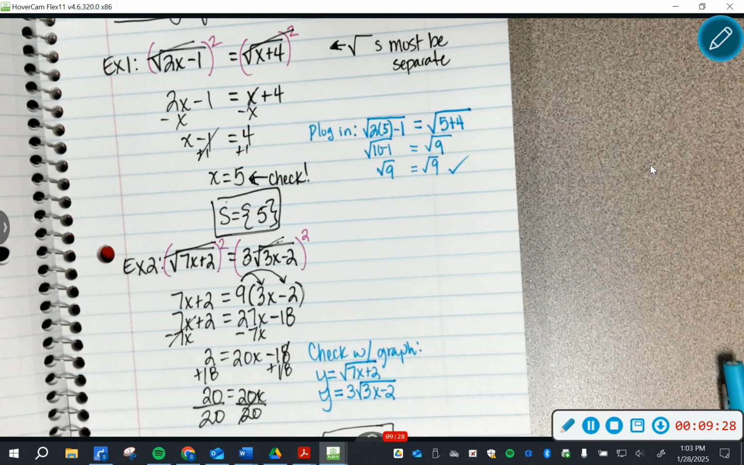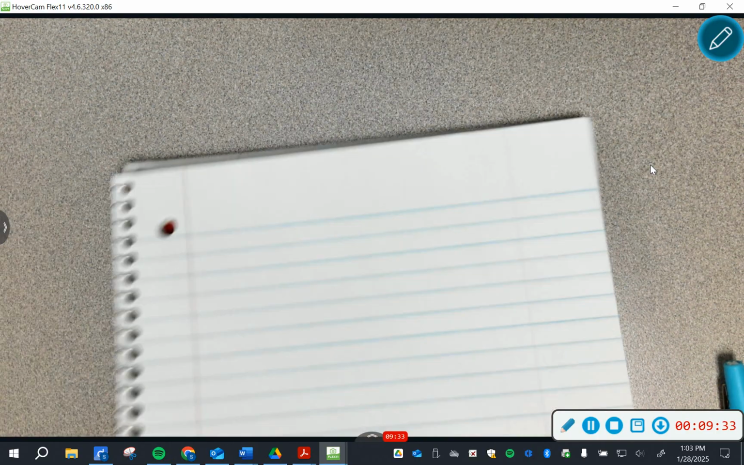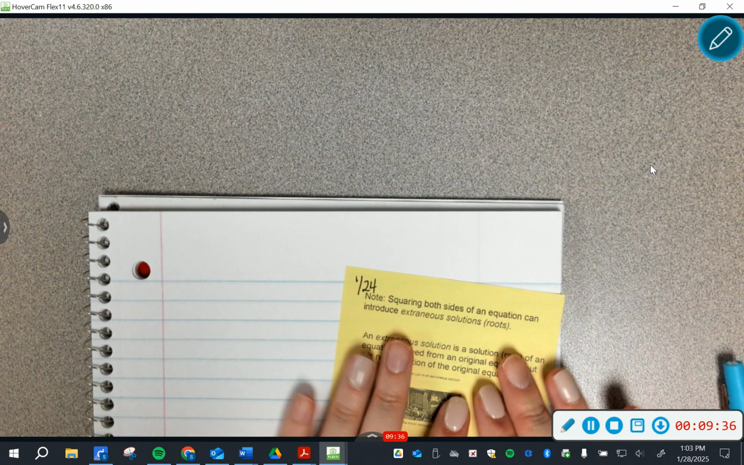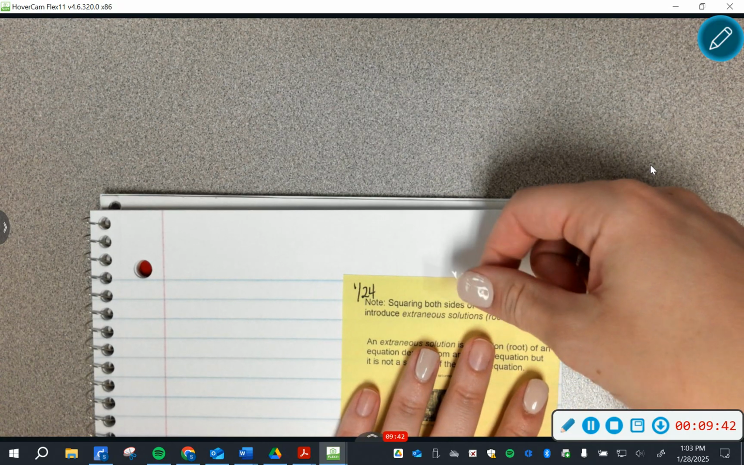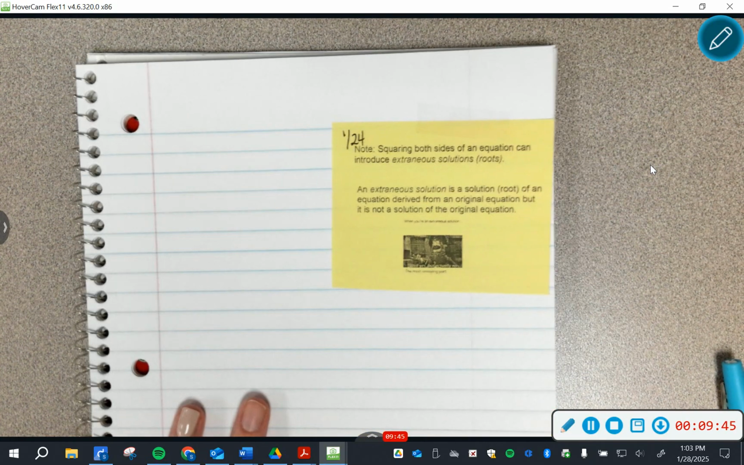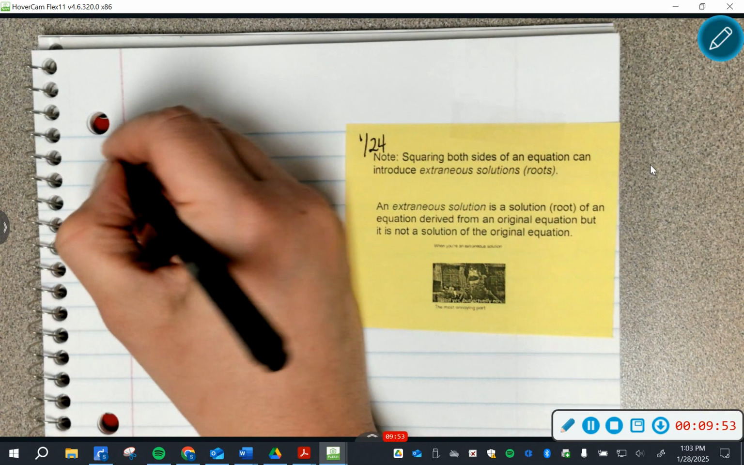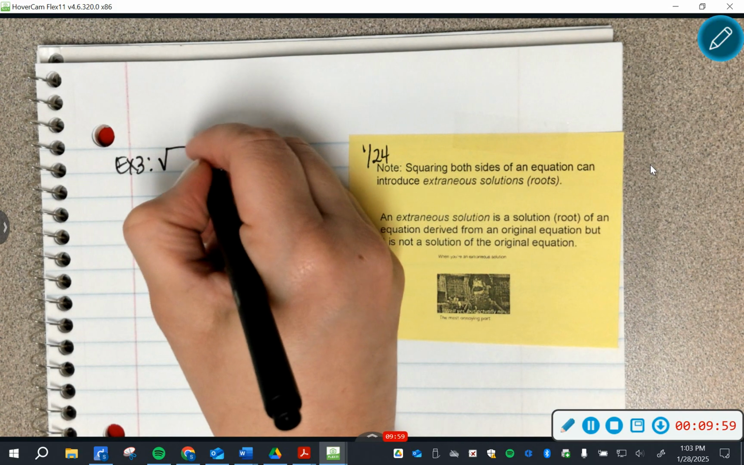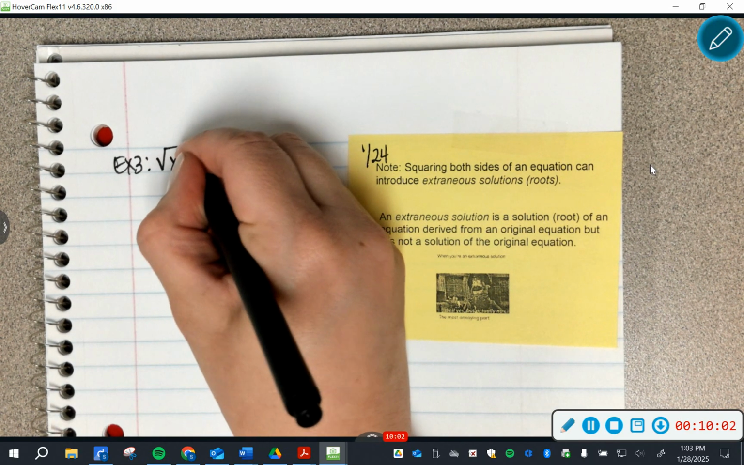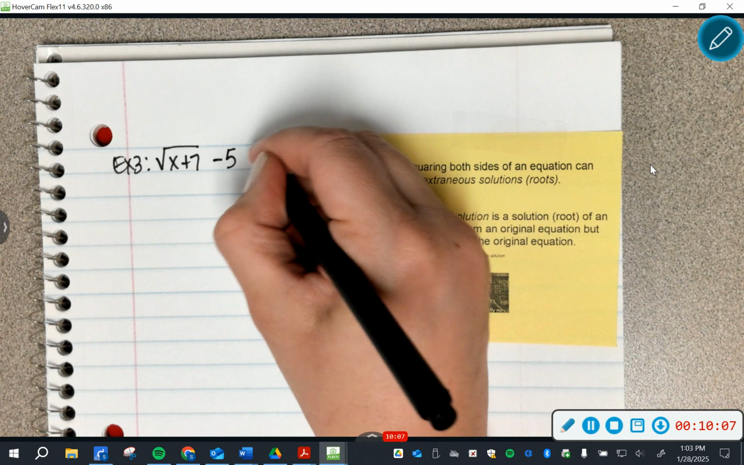All right, now we get to look at the ones where we get extraneous solutions. So, all right, I'm going to tape this little notice here in my notebook. And we have had extraneous solutions before when we did absolute value. Okay? All right, but let's look at this. This is the example 3, and this one is square root of x plus 7 minus 5 on the outside equals x.